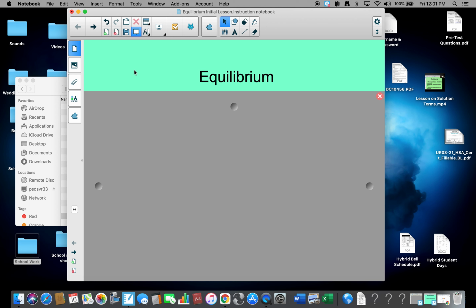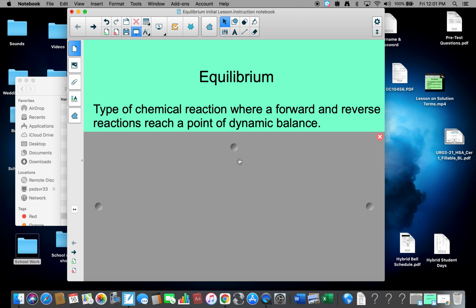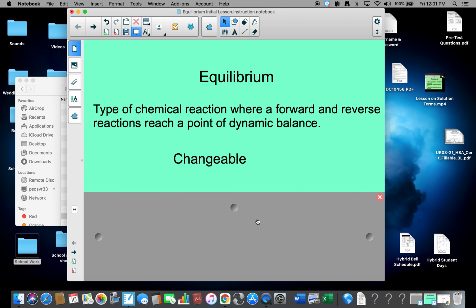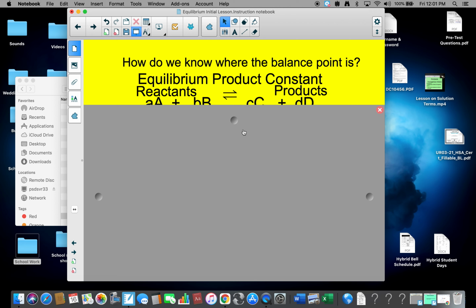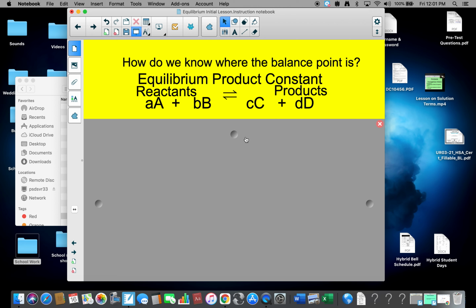Welcome to chemistry, and today's topic is a type of reaction called equilibrium. Equilibrium is a type of reaction where a forward and inverse reaction reach a point of dynamic balance. Now, the word dynamic means changeable. That value can be changed where it reaches. So, how do we know where that balance point takes place? We take what's called the equilibrium product constant.